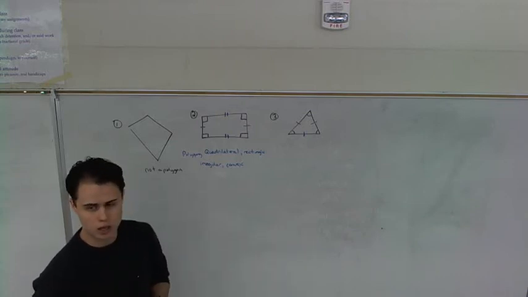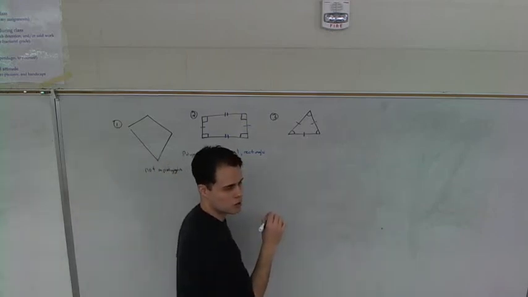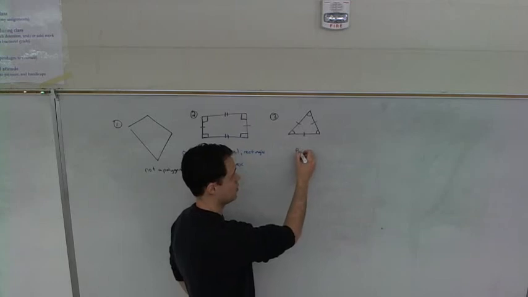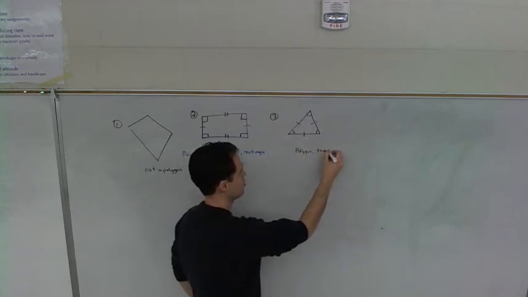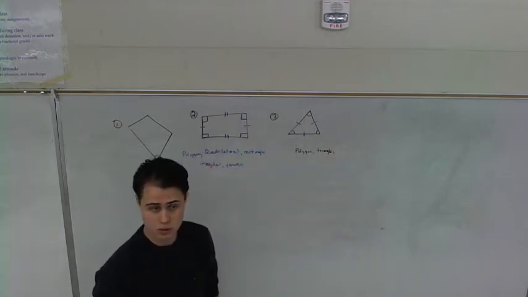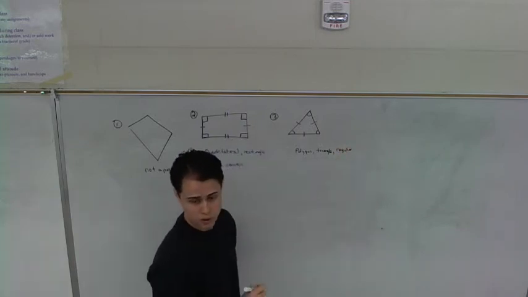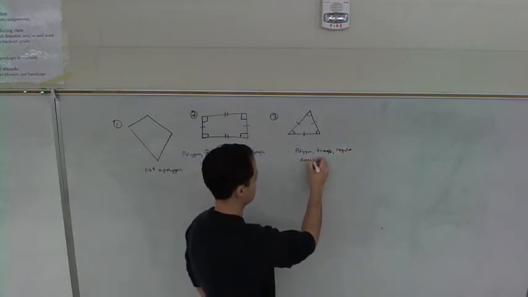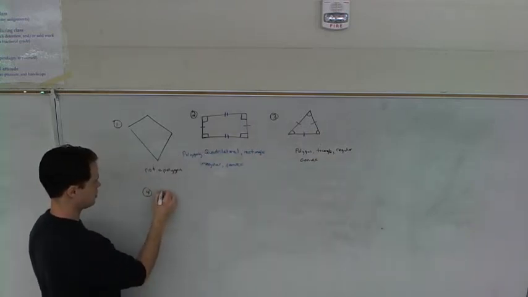Number 3, what is that? That's a triangle. Most generally, what is it first? It's a polygon, right? And then it's a triangle. It's an equilateral and equiangular triangle, which means we can call it regular. And then it's also convex. Okay, let's put one more in the mix.